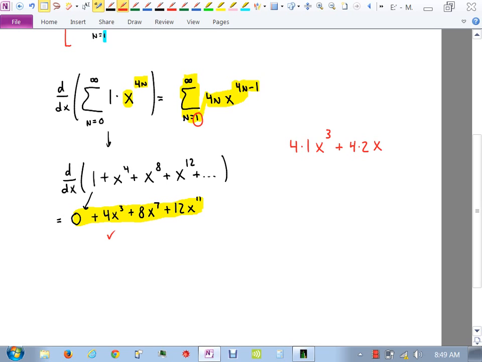X to the, let's see, 4 times 2 is 8, minus 1 is 7. So that gives us 8x to the 7th. That's this one. And then the last one would be 4 times 3, x to the, let's see, 12 minus 1 is 11. So that's 12x to the 11th. That's this one. So it appears that that works.